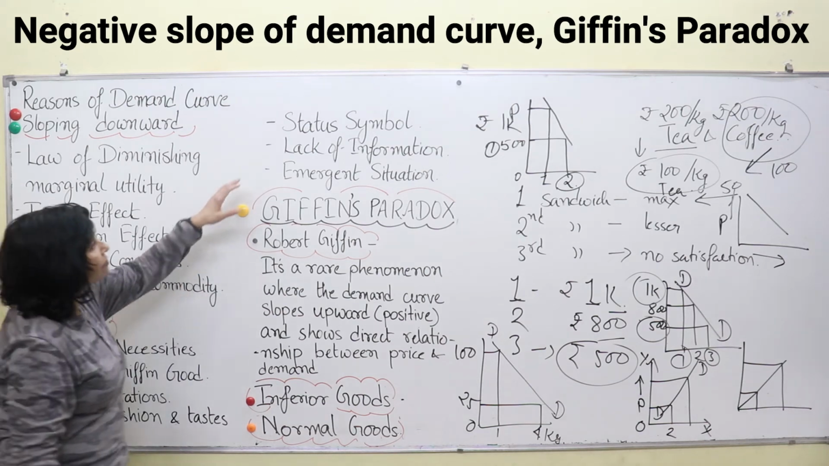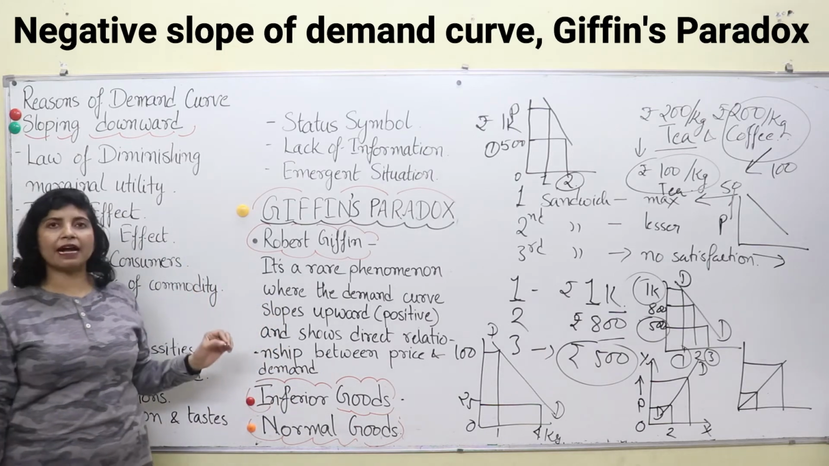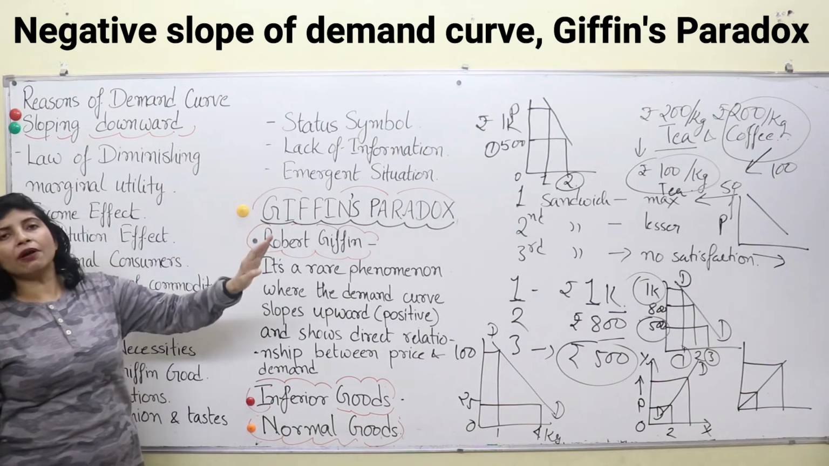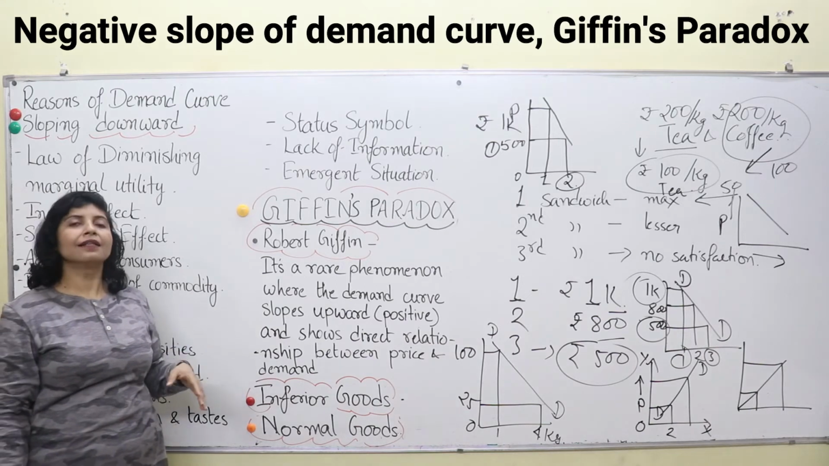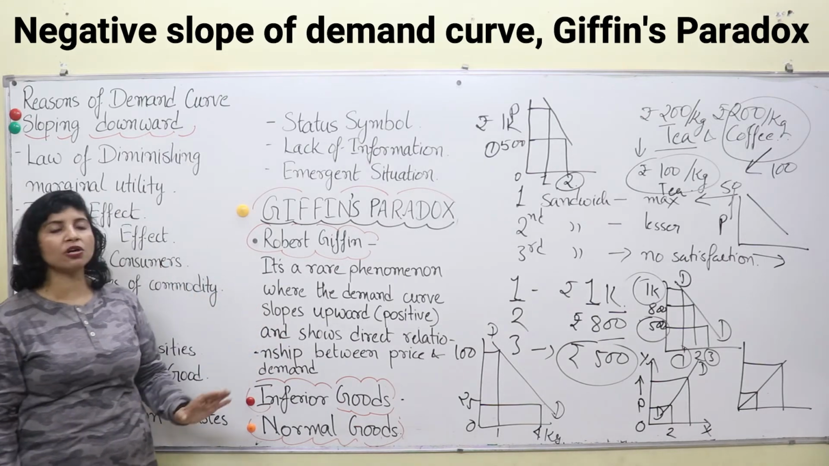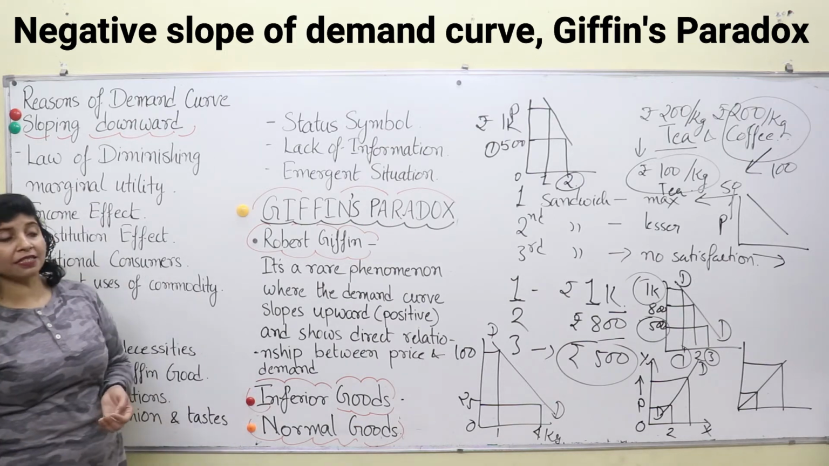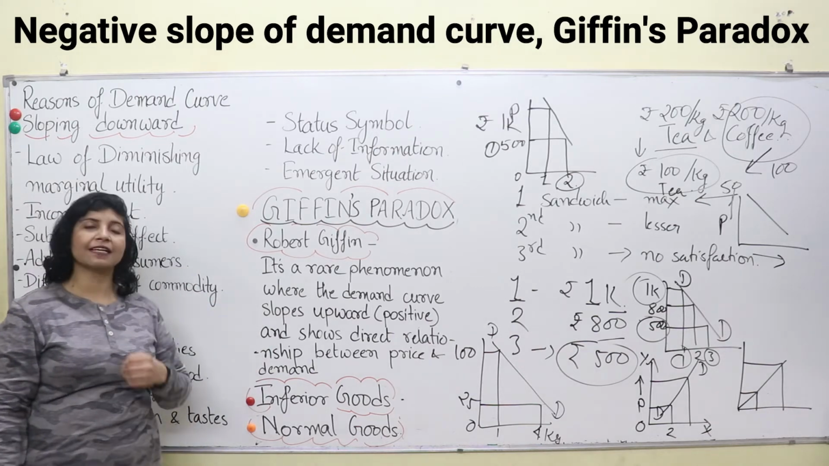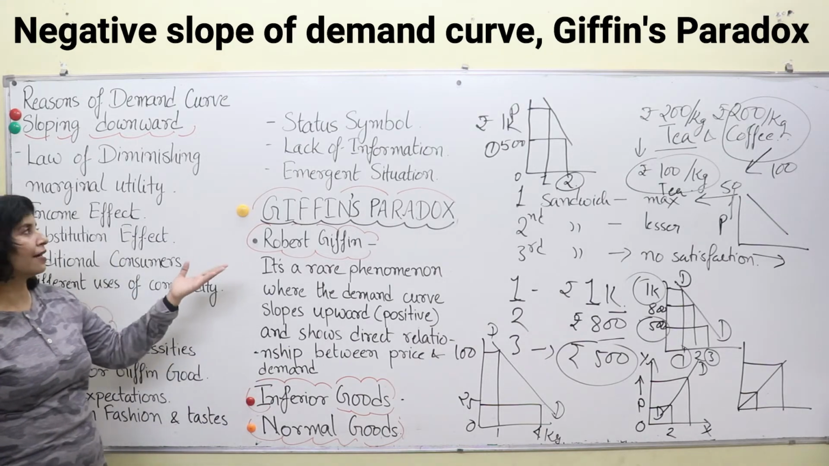Then we have status symbol. Cars, refrigerators, decorative items, jewelry, they are all status symbols and they are purchased more at higher prices and lesser at lower prices, because people think that their status will be enhanced with the consumption of these types of commodities, with expensive cars, yachts, jewelries and vacations, etc. That's why they consume more of them at higher prices. Just like in auctions for diamonds, if it's expensive, they go for bidding also, and they will purchase that in more quantities.